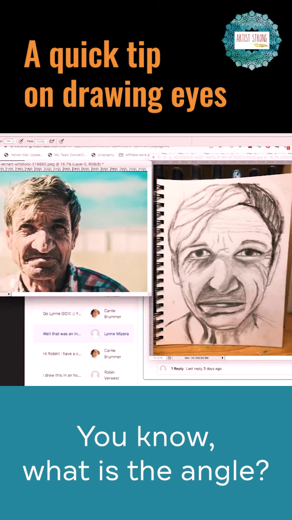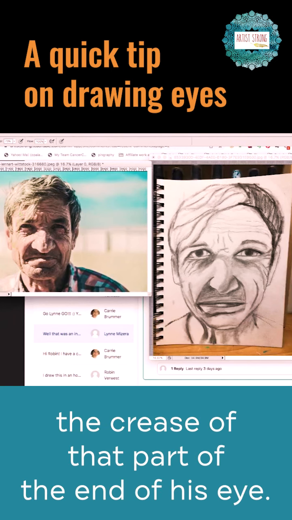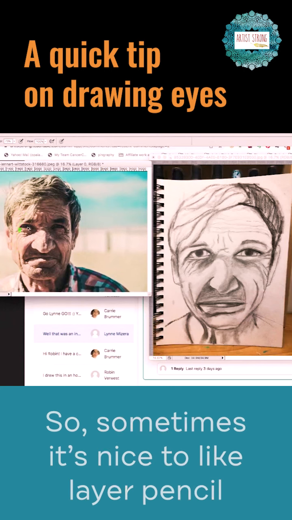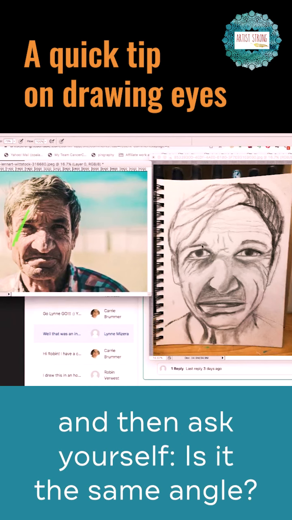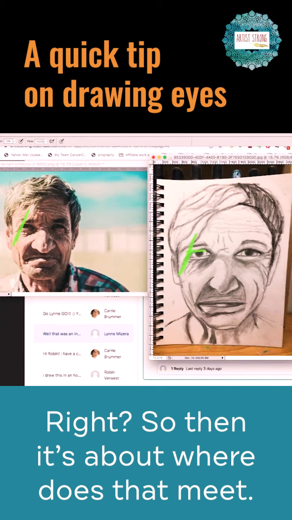What is the angle? Look at how sharp the angle is for the crease of that part of the end of his eye, and then the crease that goes down. It's very downward, right? So sometimes it's nice to lay your pencil so that you can see the angle that it's creating, and then ask yourself, is it the same angle, right? This part looks pretty accurate to me, right? So then it's about where does that meet, right?